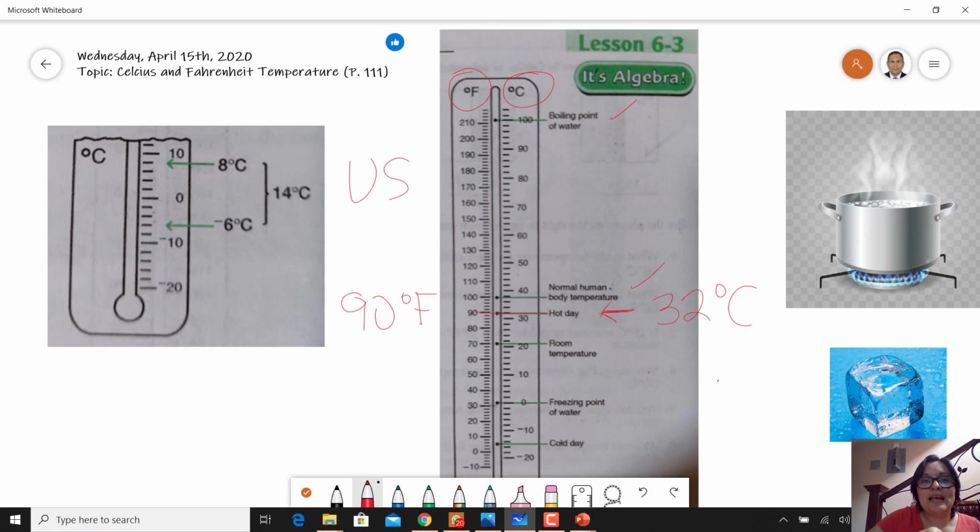In United States, they use Fahrenheit degrees. In Honduras, we use Celsius degrees. It's because we are used to using that, but perfectly we can do it in Fahrenheit or in Celsius degrees. It doesn't matter. Okay, let's continue with the other one.